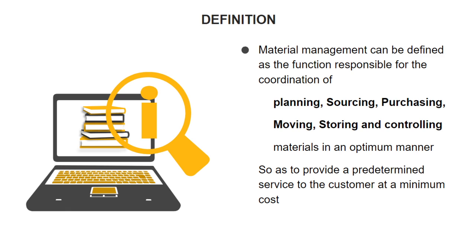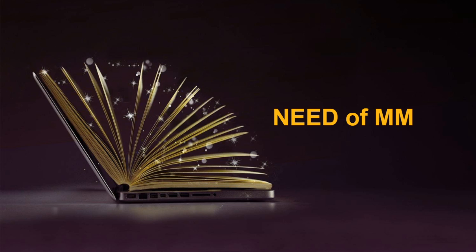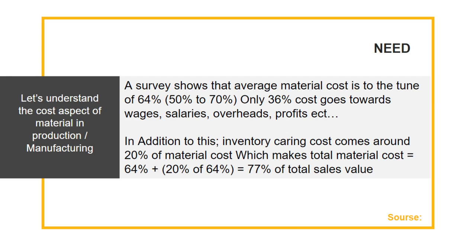So let's look at what is the need of materials management. If you go towards the cost aspect and understand the cost aspect of materials in production, manufacturing, the survey shows that the average material cost is to the tune of 64%. It varies from 50 to 70% with respect to the product. And there is only 36% cost which is left and which goes towards wages, salaries, overheads, profit, etc.